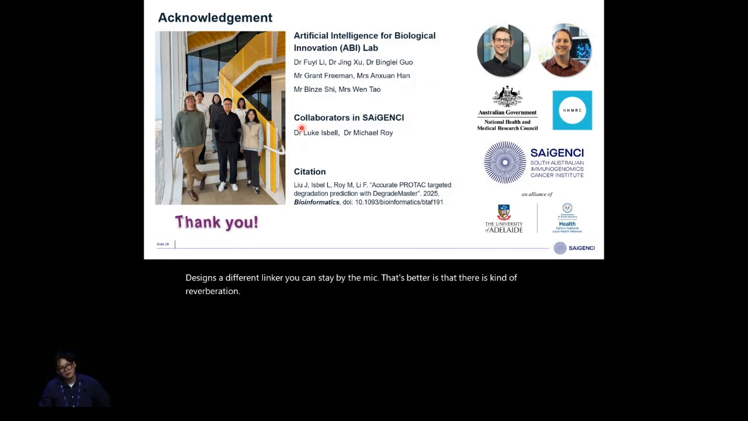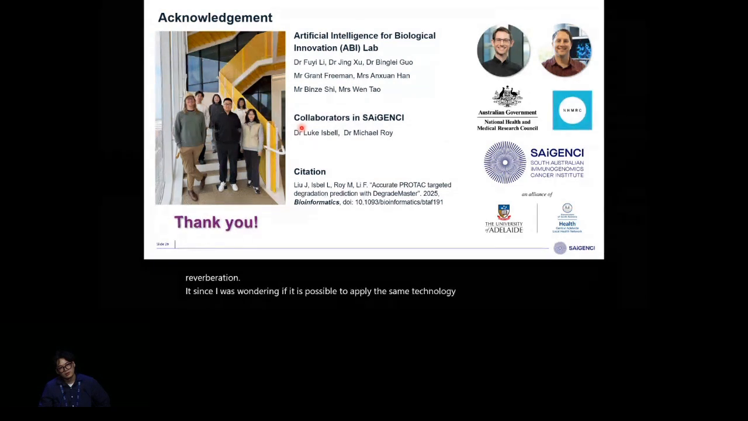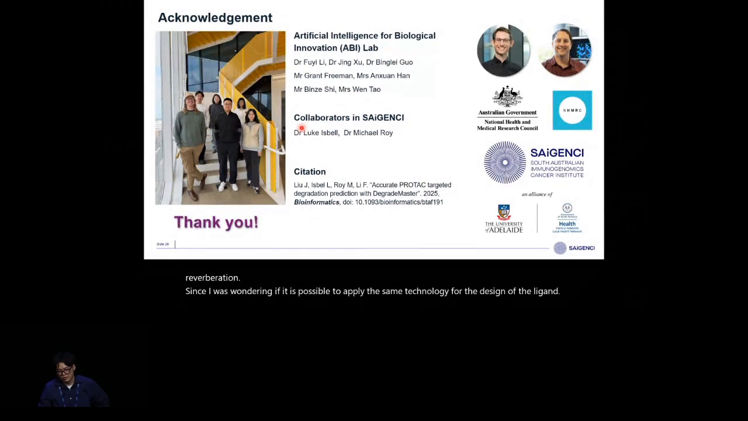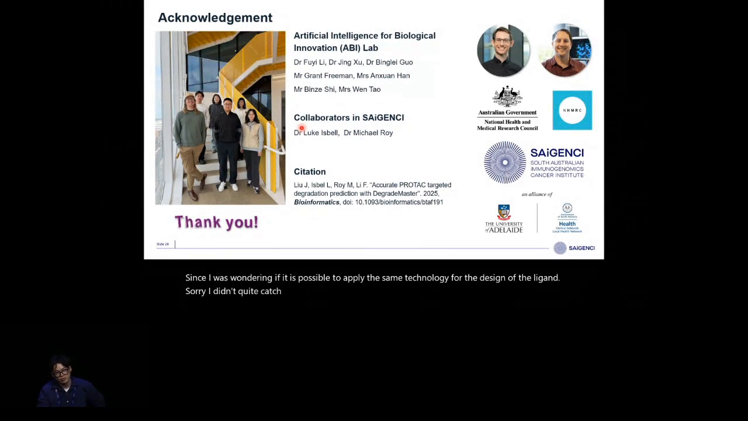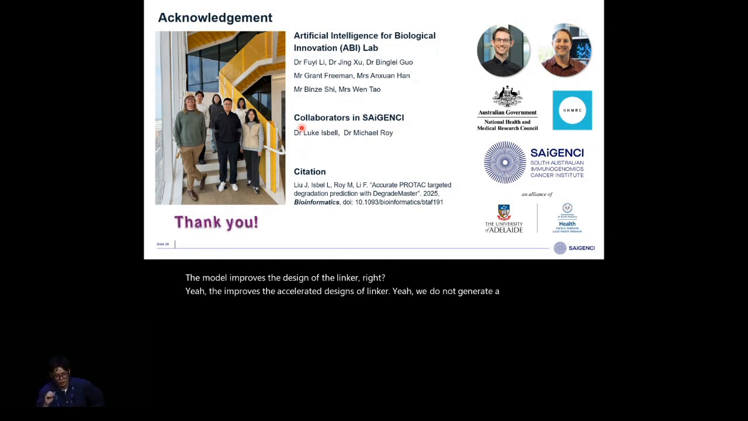Essentially, I was wondering if it is possible to apply the same technology for the design of the ligand. Sorry, I didn't quite catch it. You mean the design of our model or what? The model improves the design of the linker, right? Yeah, it accelerates the design of the linker. We do not generate the linker, but we predict if the given linker is a good linker or a bad linker for the PROTAC. Is it possible to improve the linker so the specificity of the degrader is better?